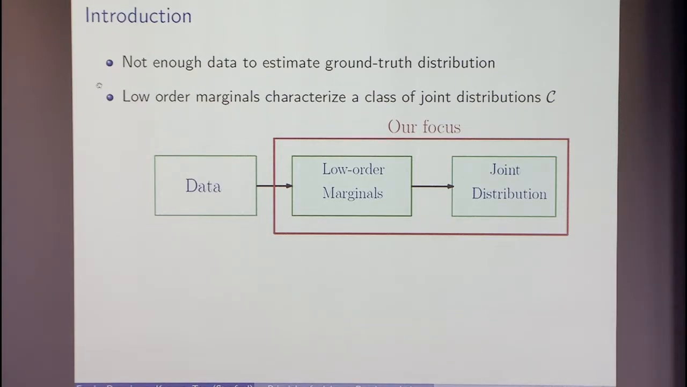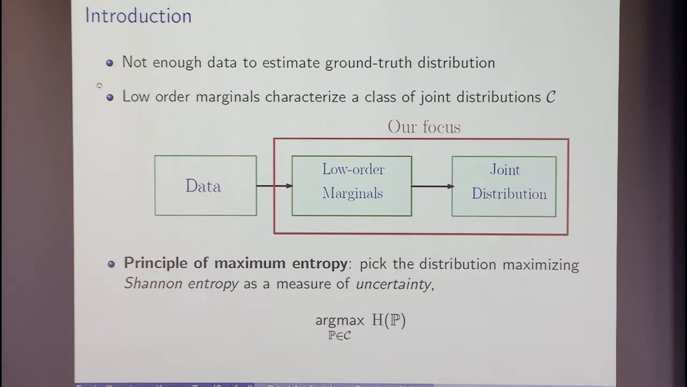Okay, so for an unsupervised learning setting, we can have the principle of maximum entropy. Basically what it says is to pick the distribution maximizing Shannon entropy subject to the distribution lying in class C. So lower order marginals will characterize a class of joint distributions C agreeing with these marginals, and then we'll solve this optimization problem and we'll have a joint distribution P. The principle of maximum entropy tells us to pick the one under which we have the most uncertainty. So it's the least committed distribution that we can have here.